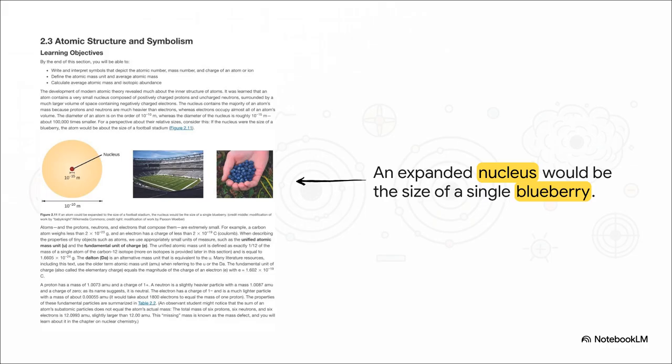Let's put that into perspective. If you could somehow expand a single atom to the size of a massive professional football stadium, the nucleus, which contains almost all of the atom's actual mass, would be the size of a single blueberry sitting right there on the 50-yard line. The rest of the stadium? That's just the vast, empty space where those tiny electrons orbit. Kind of blows your mind, doesn't it?